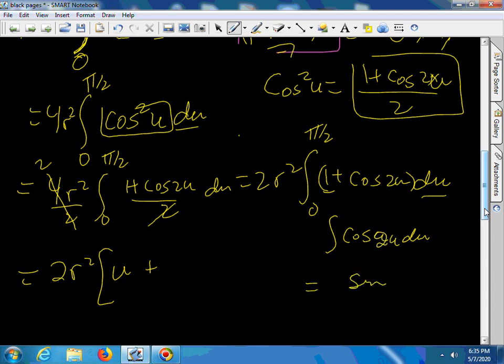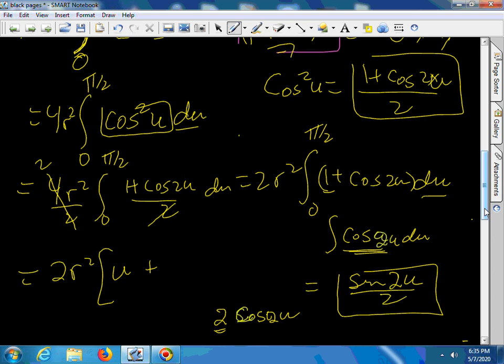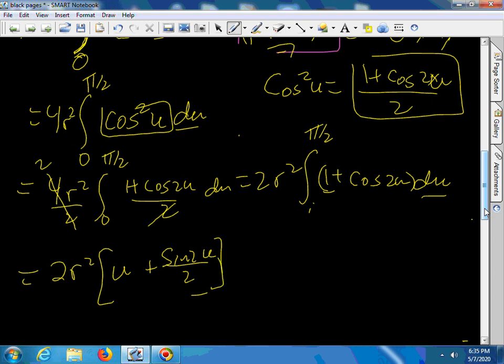Well, let's see, a sine of u. Sorry, the angle never changes. So it's going to be sine of 2u. Now, the derivative of that is 2 cosine 2u. But we don't have the 2 here. So to get rid of the 2, I'm going to divide by 2. So this is the sine of 2u over 2. Okay. So now, from 0 to pi over 2.